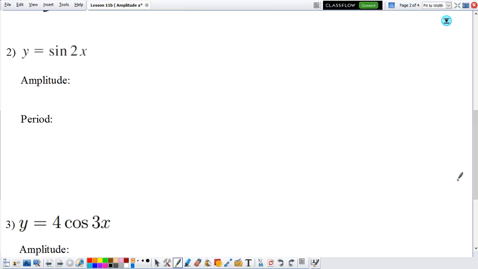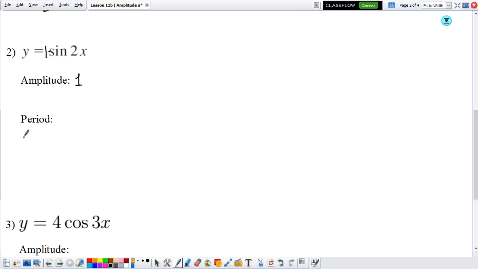So let's start with the easy one, the amplitude. What is the amplitude of this function? It might seem like there's no amplitude because there's no number in front of it, but you need to remember there's always that imaginary one there. So that says that my amplitude is 1.